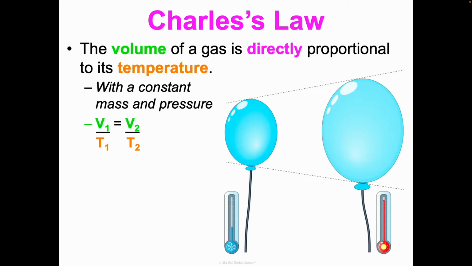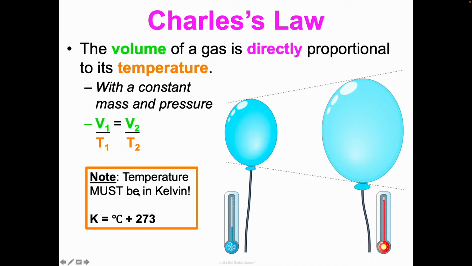So the equation that represents this is V1 over T1 equals V2 over T2, with V1 and T1 being the initial volume and temperature conditions, and V2 and T2 being the changed volume and temperature conditions. Now, something really important here: for this equation to work, temperature must be in Kelvin. So if you're given the temperature in Celsius, you have to convert it first. This is the equation on your reference sheet that you're going to use. All right, that's really important.